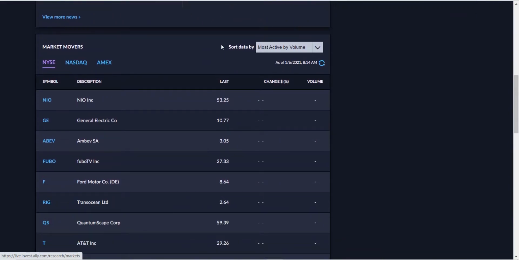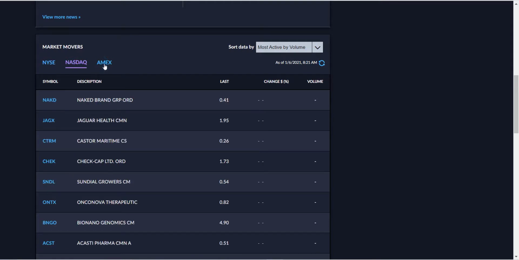Now moving down to the market movers. This is very similar to a lot of other platforms, especially Yahoo Finance, which I like to always watch. Because in the corner section in Yahoo Finance, you see all the stocks currently being traded, which one's going up, which one's going down. But with this one, you get to look at all three markets, the New York Stock Exchange, the NASDAQ, and the AMEX. And you have to click on them to get the different tickers for each one.